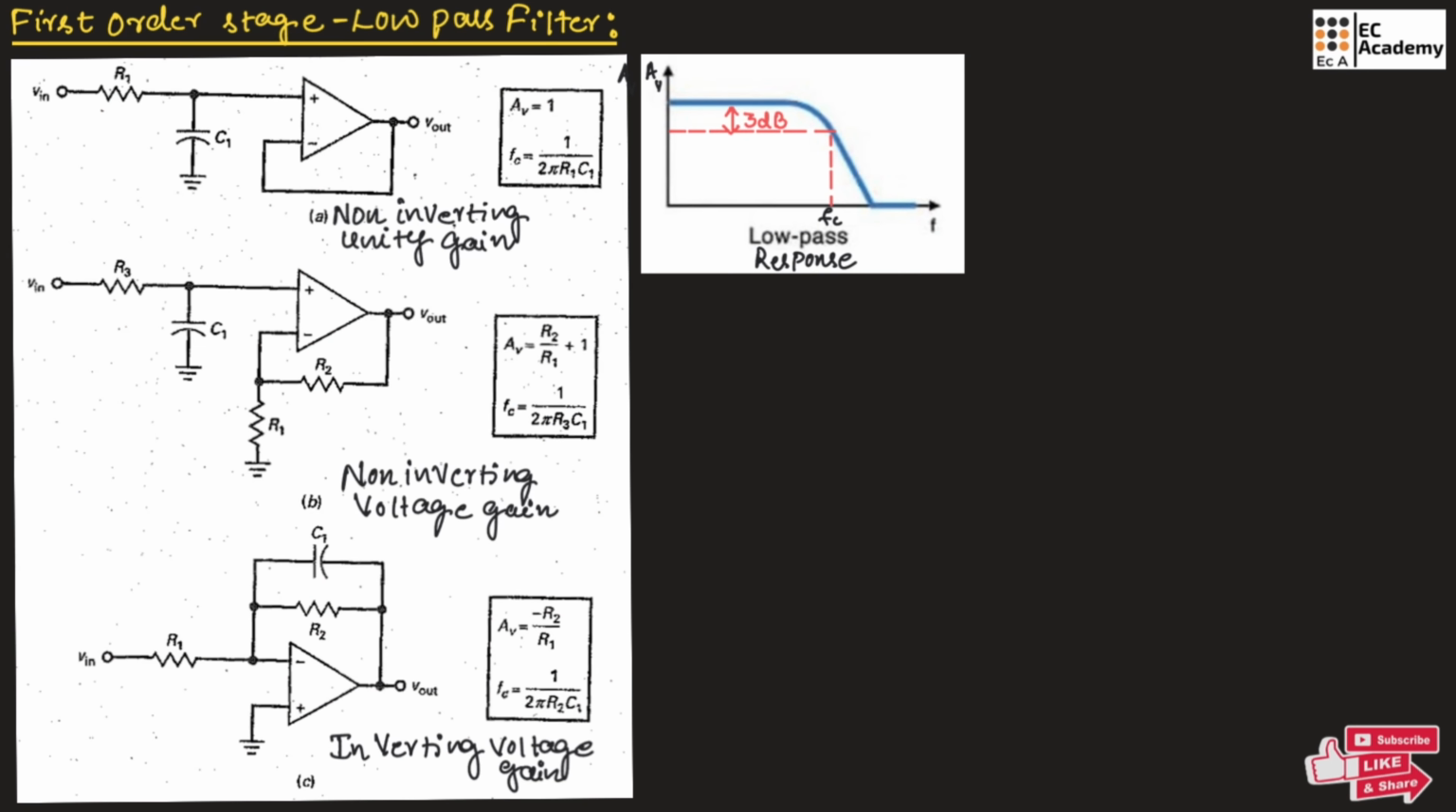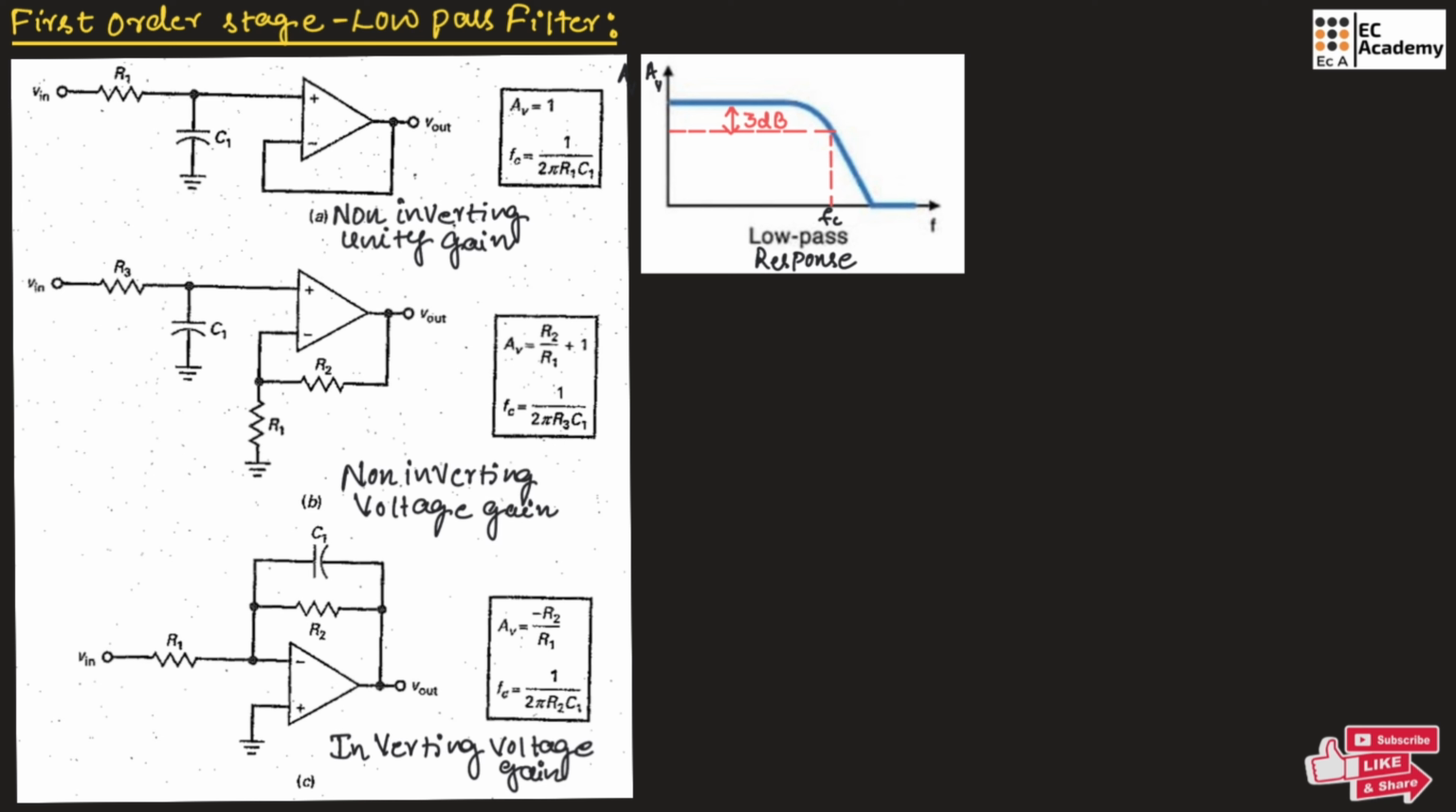In this lecture, let us understand first order stage filters. First, let us understand the first order stage low pass filter. In any filter, we will be having an amplifier stage as well as the filter stage. So, in a first order stage filter, we will be having a combination of resistor and a capacitor at the filter stage. So, a single combination of resistor and capacitor is the first order filter.